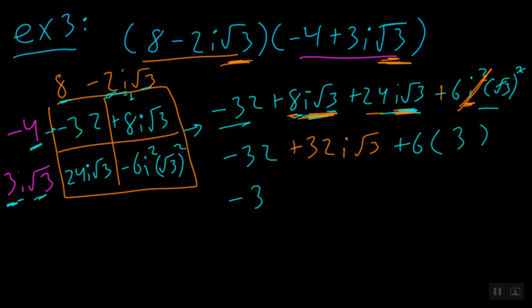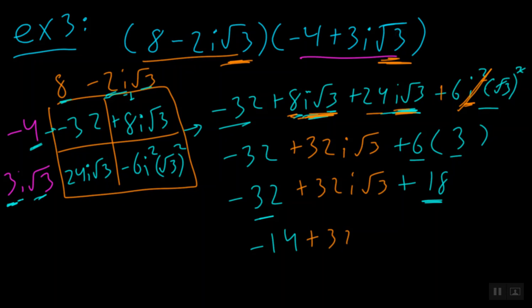So when we simplify this one step further, we have negative 32 plus 32i square root of 3 plus 6 times 3 is 18. And you'll notice we can now combine our 2 real numbers together. Negative 32 plus 18 will, of course, give us negative 14. And that will be negative 14 plus 32i square root of 3.